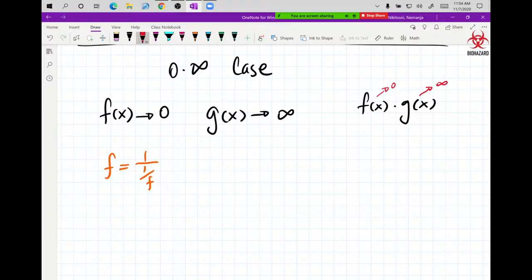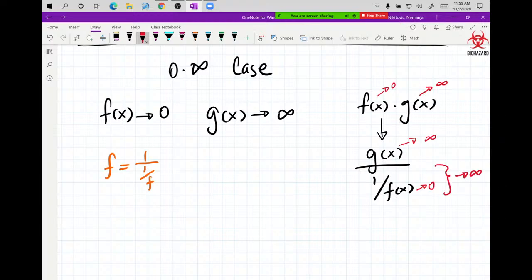I'm going to change f to 1 over f. Now that means that this will change into g of x divided by 1 over f of x. Now, remember, g of x was going to infinity before, still going to infinity. But now, remember that your f of x was going to 0. If f of x is going to 0, then the whole thing over here is going to infinity, because it's 1 over 0.